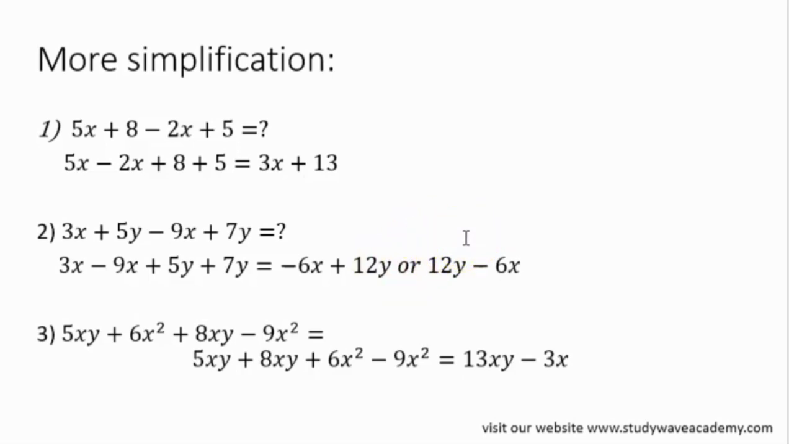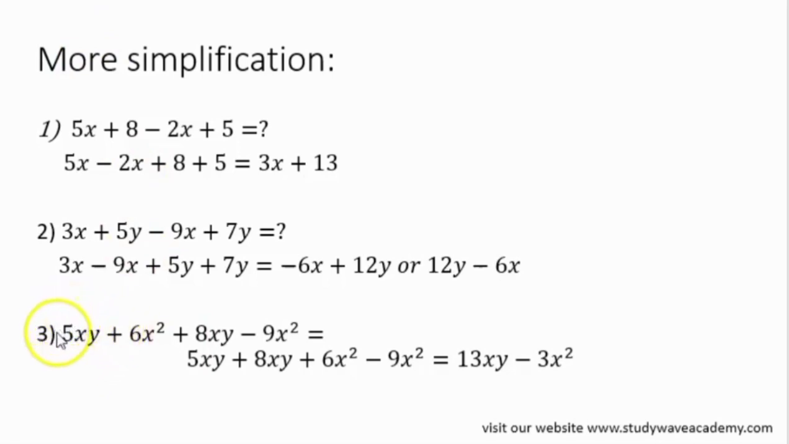Now we're going to do another example to understand better. We have our number 3 example. Okay, so let's go on. We have 5xy. Now we can see that here there are two variables together, right? 5xy plus 6x squared plus 8xy minus 9x squared. What are we going to do first? We're going to first of all take the common variables together.